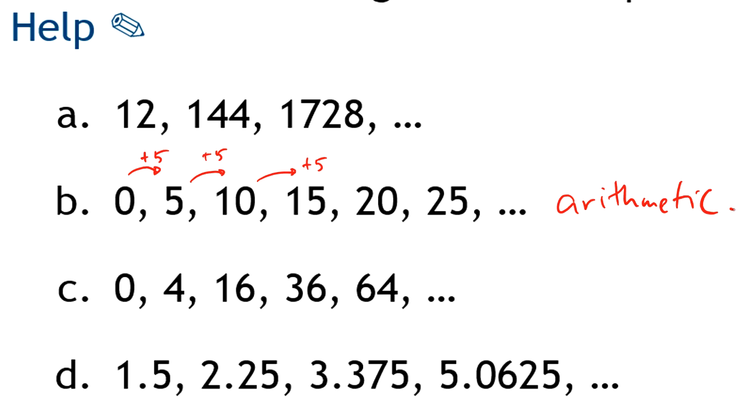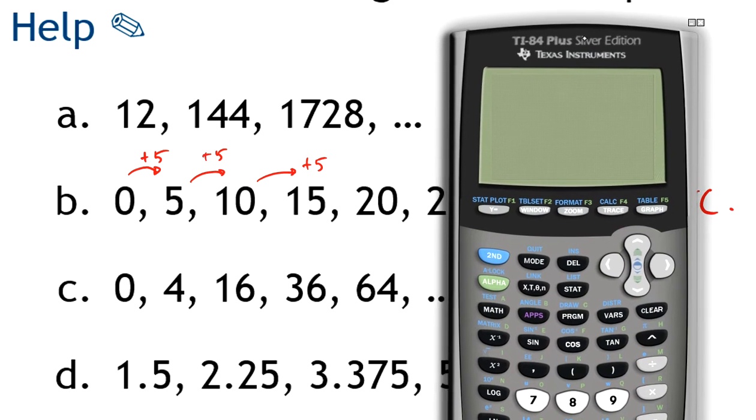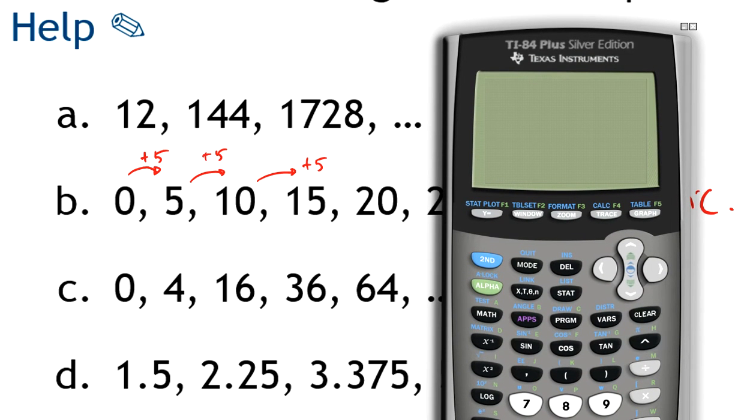Let's see. As I look at A, it clearly is not arithmetic because we're not adding the same thing each time. So since arithmetic is out of the way for A, let's consider geometric. So if I take the number 144 and I divide that by the previous term, I get an answer of 12. Surprise, right? 12 times 12 is 144. Let's do that for the other two terms.